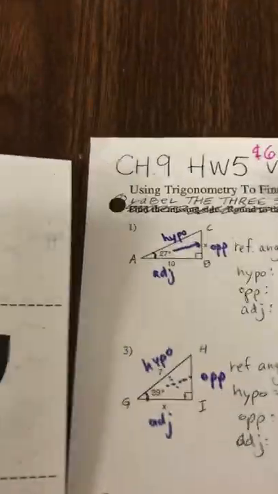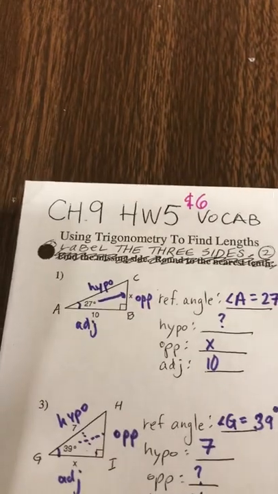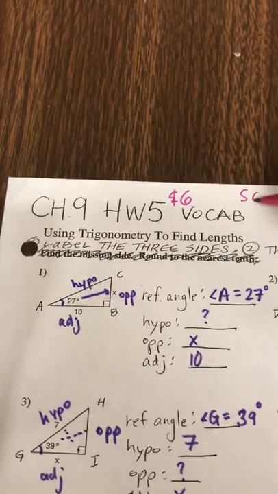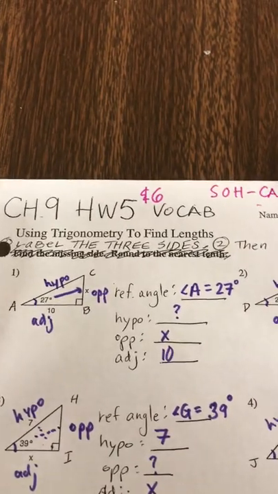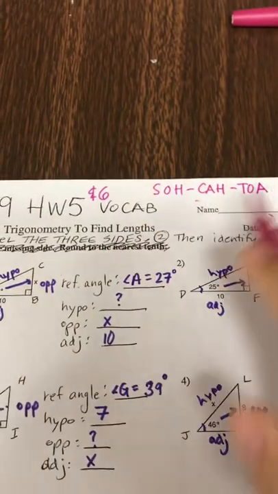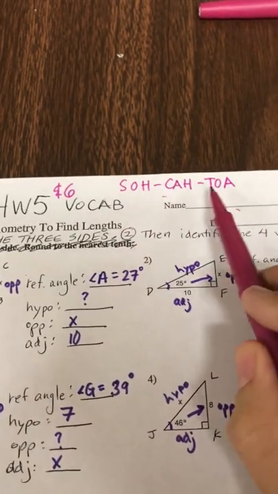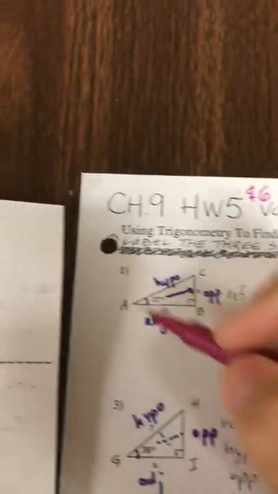Step 2, hold on, let me get my sheet here. Next, identify the trig ratio. So if I look here, I'm going to write this at the top, somewhere near SOHCAHTOA. So these are my trig ratios. Notice I have no information for hypotenuse. So that means I'm going to have to pick tangent.